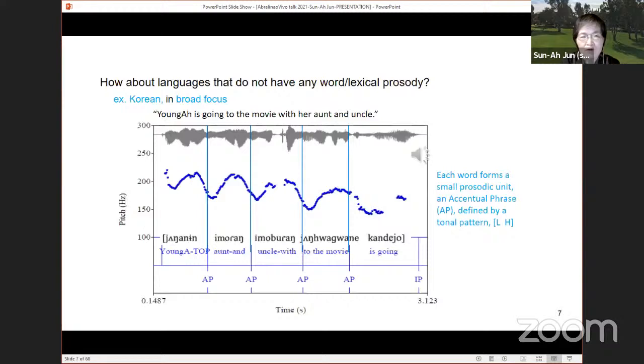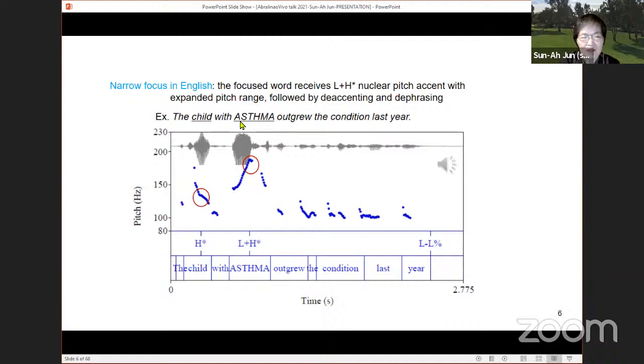And in the narrow focus case, this time we say asthma is narrowly focused, meaning the child with not different health issues, but asthma. So that sounds like this: The child with asthma outgrew the condition last year. So asthma is now produced with a much larger expansion of the pitch range and a sharper rise. And after that there is more de-accenting and compression, meaning all the following words lose their pitch accents and boundaries. So in English, narrow focus still uses pitch accent to mark the prominence of this word, and in broad focus, each content word tends to be marked by a pitch accent.